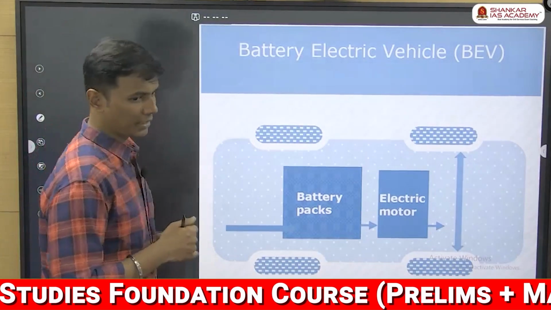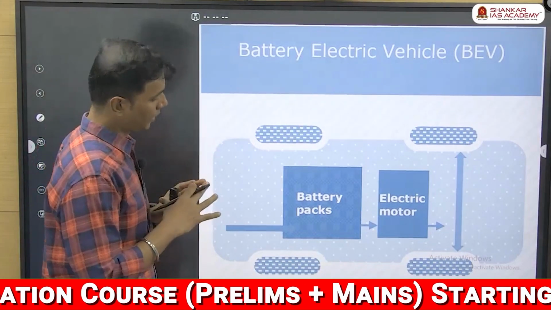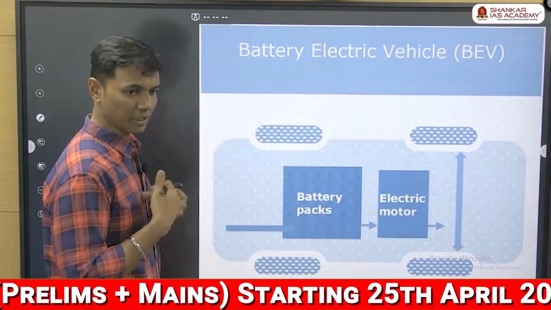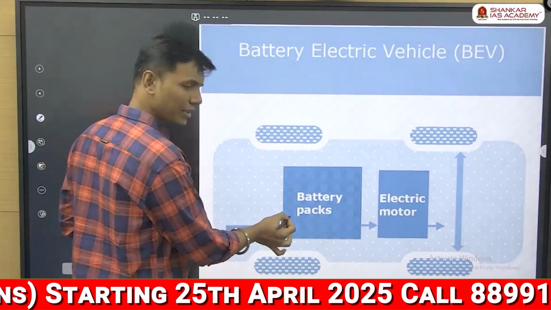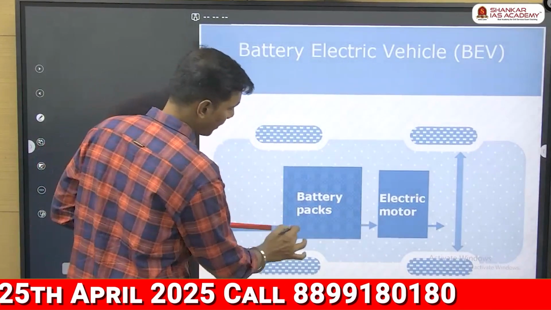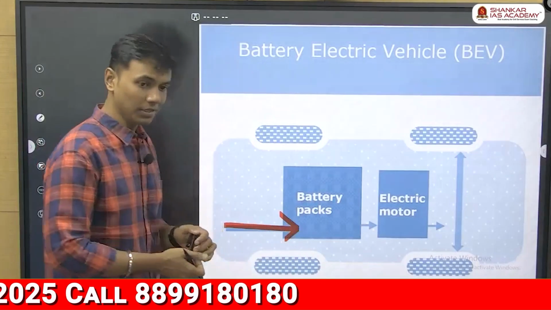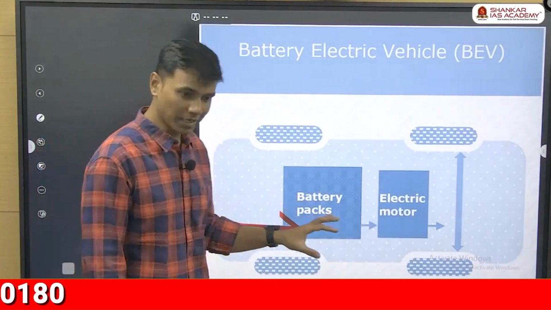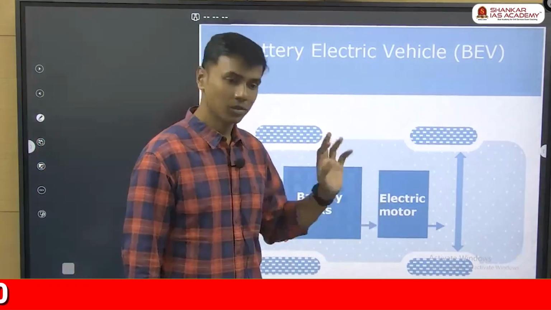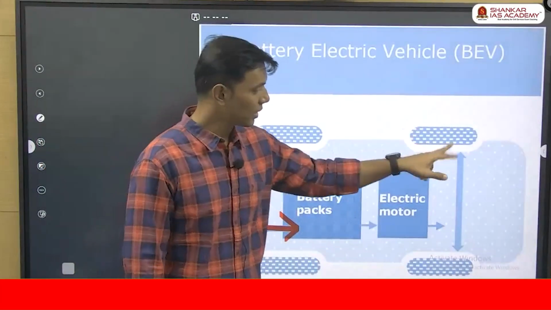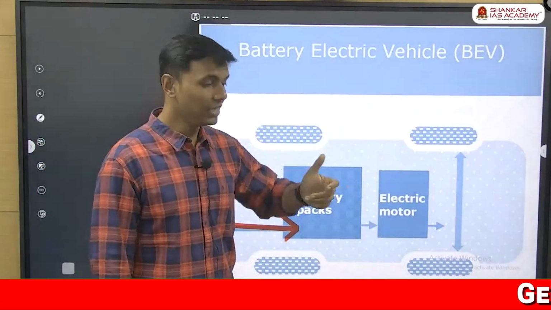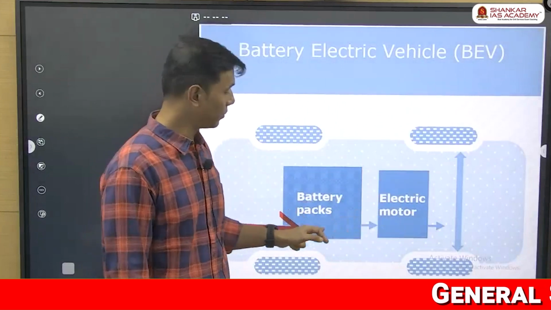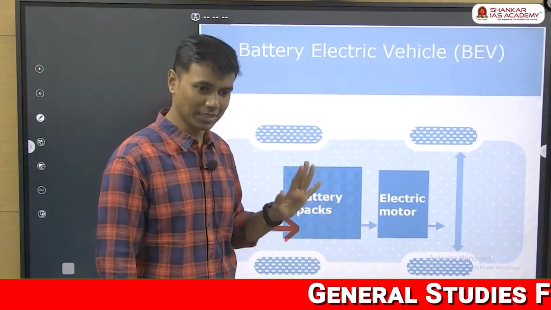So what happens in a battery electric vehicle is, whenever we put an arrow mark here, it basically means the input has to be provided by you. Do you see something called a battery pack here? Next to the battery pack, we have given an arrow mark, which means the battery has to be recharged manually by you. Once you recharge, the battery packs are attached to electric motors. Electric motors are attached to wheels. The wheels spin using the electric motor, which in turn uses battery packs. This is called a battery electric vehicle.